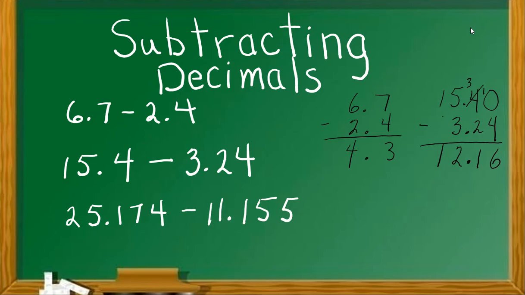Okay, and the last question goes right to the thousandth place value. Remember, this is the 10th place value, the 100th place value, and the 1000th place value. So let's do our subtraction here. Same process. 25.174. Line up all the decimals. 11.155. And subtracting, line up that decimal right into the answer.